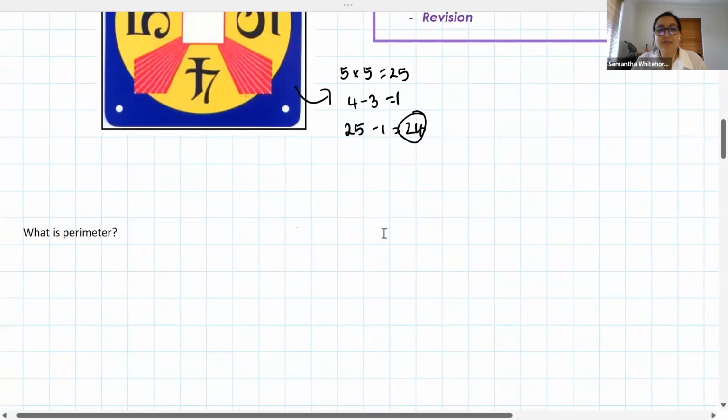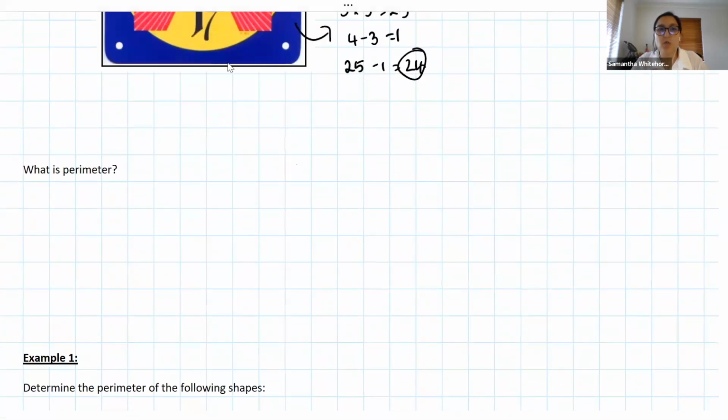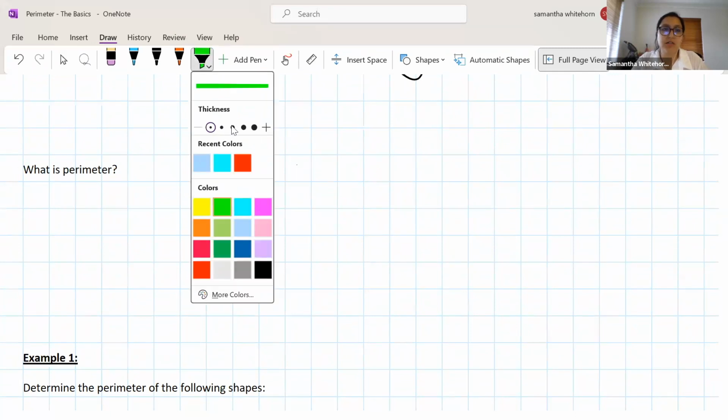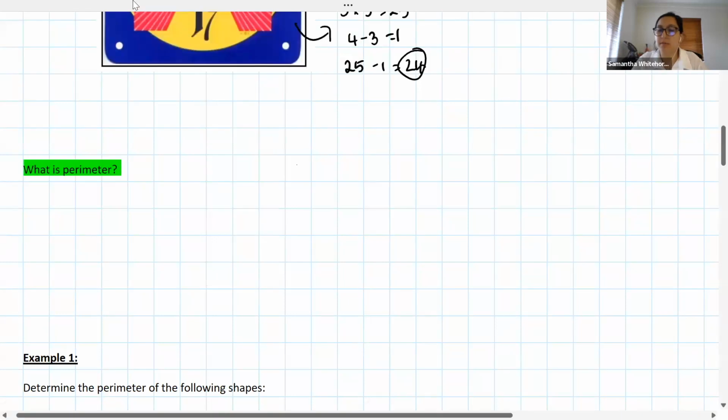Okay, so grade 8, my very first question to you is, what is perimeter? So on the chat, can you answer for me, what is perimeter? When I say perimeter, what am I asking for? What do I mean? What is it?